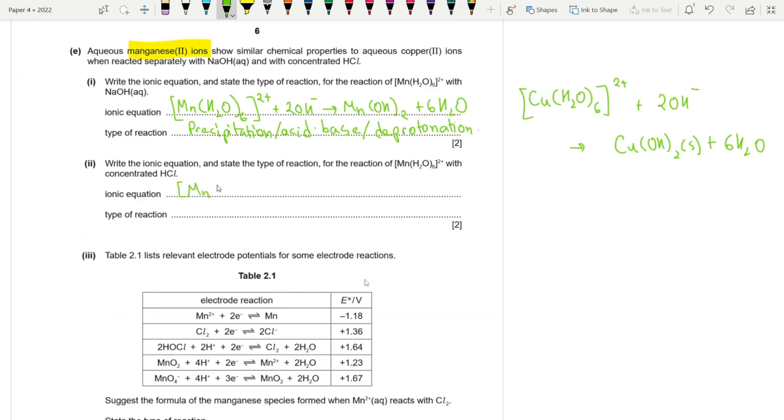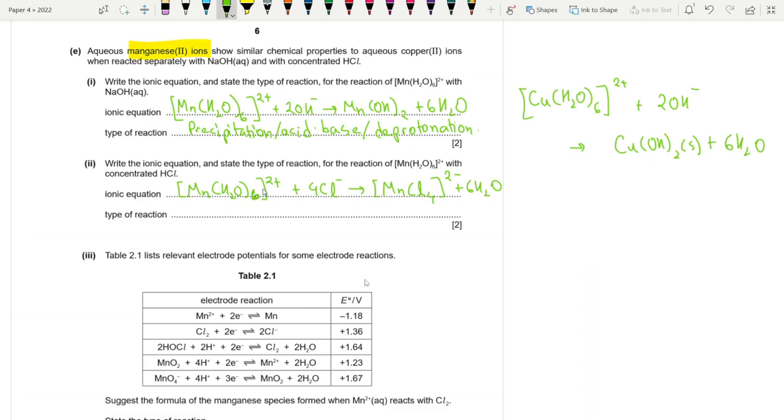So let's do this. Mn(H2O)6 2+ plus CuCl4, right? So with 4 chloride anions, this actually forms MnCl4. So plus 2 minus 4, that's 2 minus, the charge is 2 minus, and yeah, 6 molecules of water will be released. This is a 6, by the way.